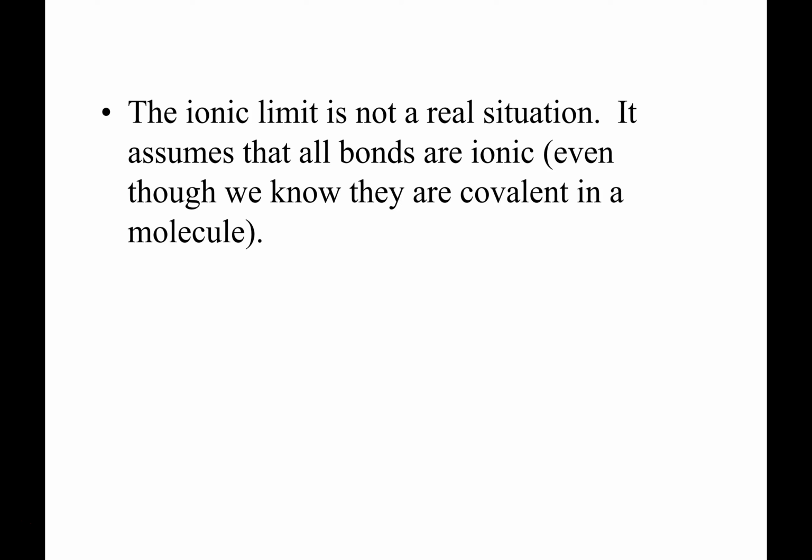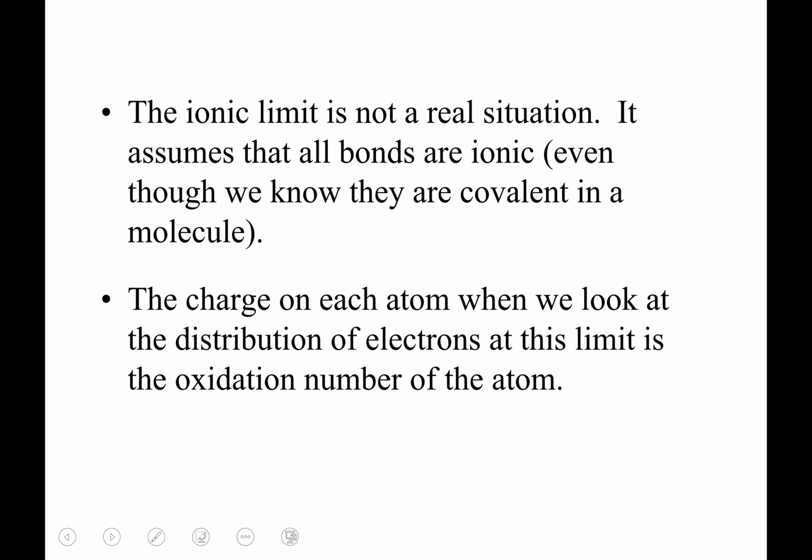Ionic limit assumes that all bonds are ionic. You're like, no way. Okay, because we talked about covalent bonds and ionic bonds. Ionic bonds, electrons are transferred. Covalent bonds, electrons are shared. So we're going to assume that electrons are transferred, and it's always going to be transferred to the higher electronegative atom. So the charge on each atom, as we look at them holistically, is going to be its oxidation number.